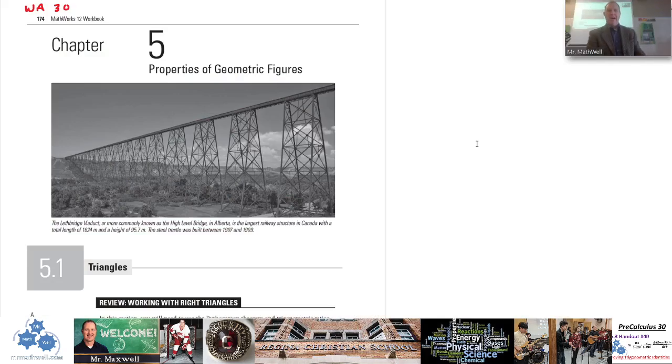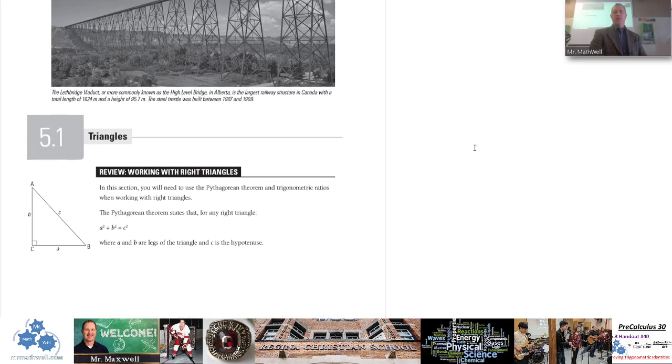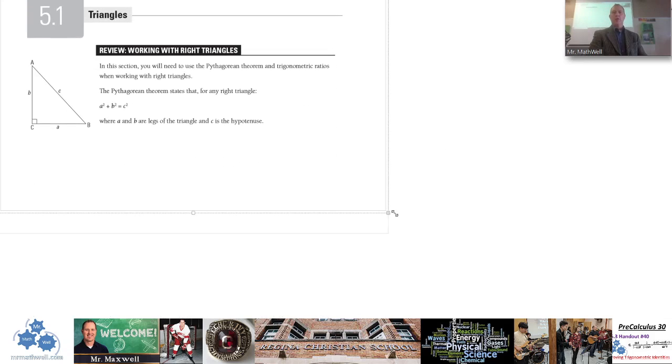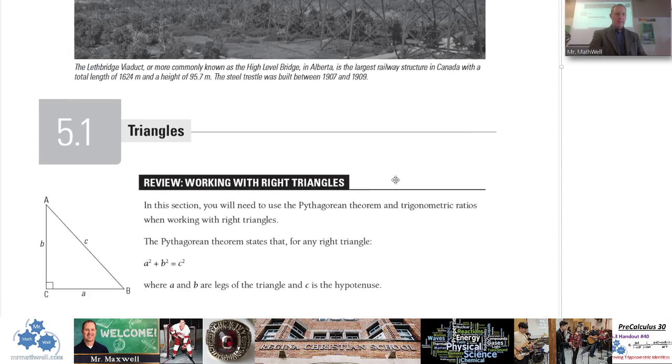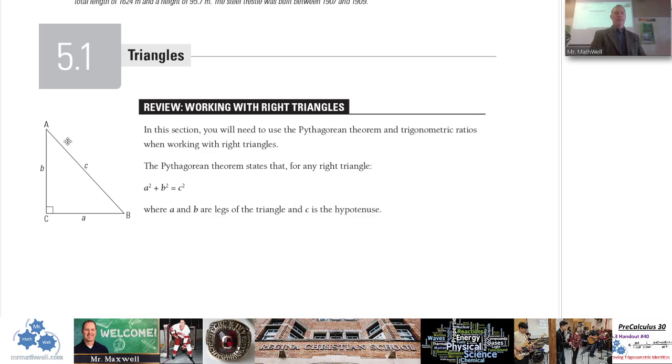All right, so properties of geometric figures. In 5.1, we're talking about triangles, and you guys should be well aware of what a triangle is. A three-sided figure, okay? Some special triangles, one of the special triangles is a right triangle, a triangle that has one 90-degree angle in it, right? And so in a right triangle, we have some very special relationships that we need to be able to use in order to solve for missing parts of triangles.